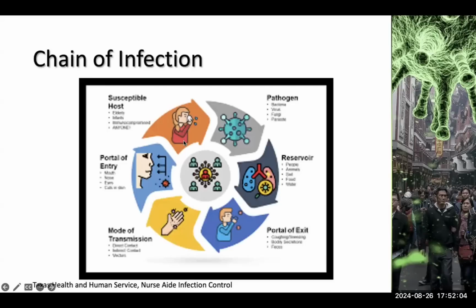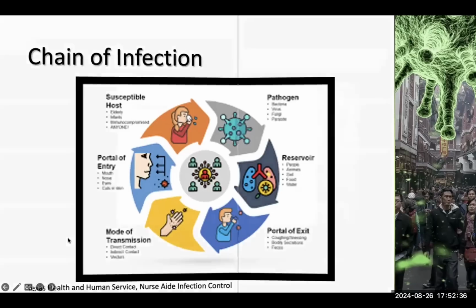And this is the chain of infection. Okay, so for the chain of infection, these are the things that are needed for infection to ensue. So for the portal of entry, the agent should be able to enter the host, and there should be a susceptible host. There should be a pathogen or the agent, and there should be a reservoir for the agent or the pathogen. There should be a portal of exit for the agent and a mode of transmission. So we will look at these one by one.